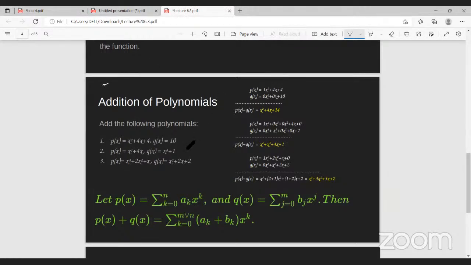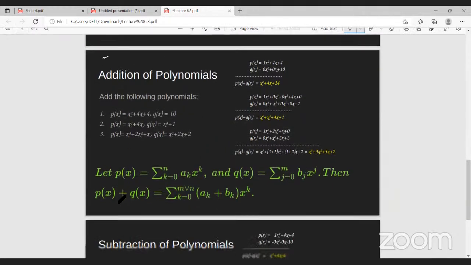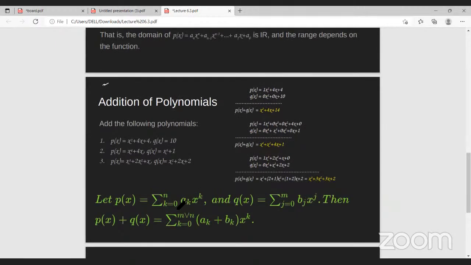Yeah, here you can see, right? Addition of polynomials. Sir, addition, subtraction I understand. Multiplication I am not getting. We'll quickly go through it once. Here you can see we have one polynomial p of x, the summation of a k x to the power k, from 0 to n, right? So it's the same as what I mentioned earlier.